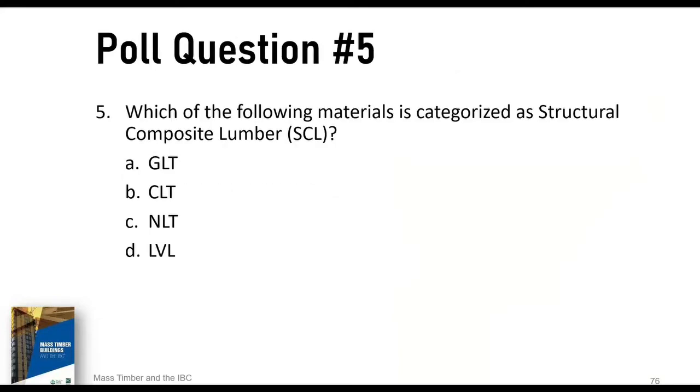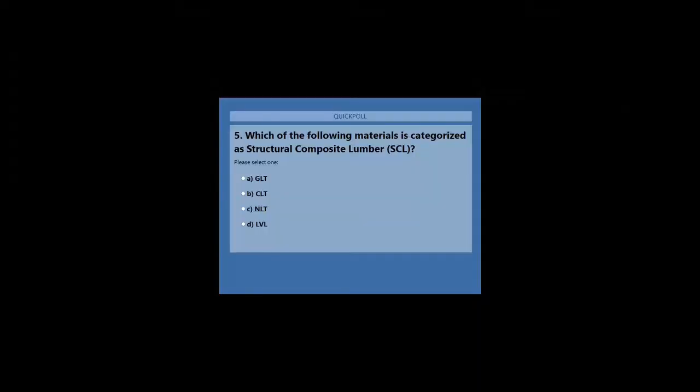And just like that, we're going to throw another poll question at you. Okay, we are on the next poll, which is poll number 5. Which of the following materials is categorized as structural composite lumber? The answer options are A, GLT, B, CLT, C, NLT, and D, LVL.